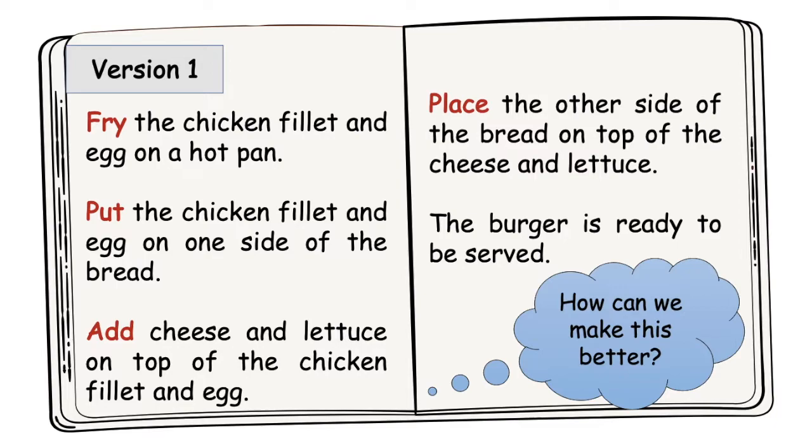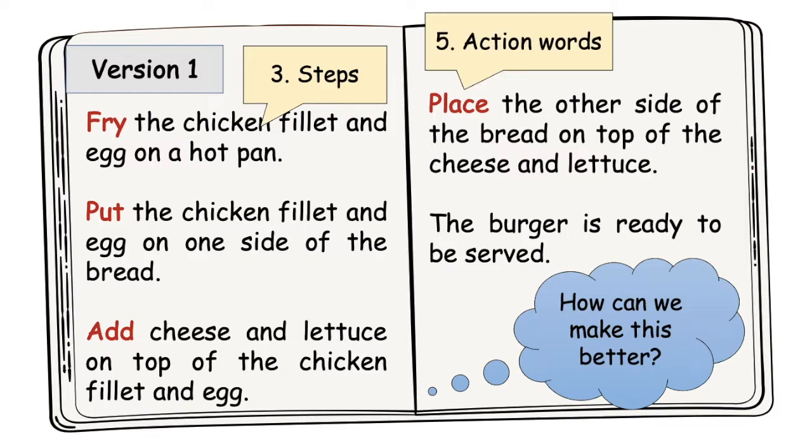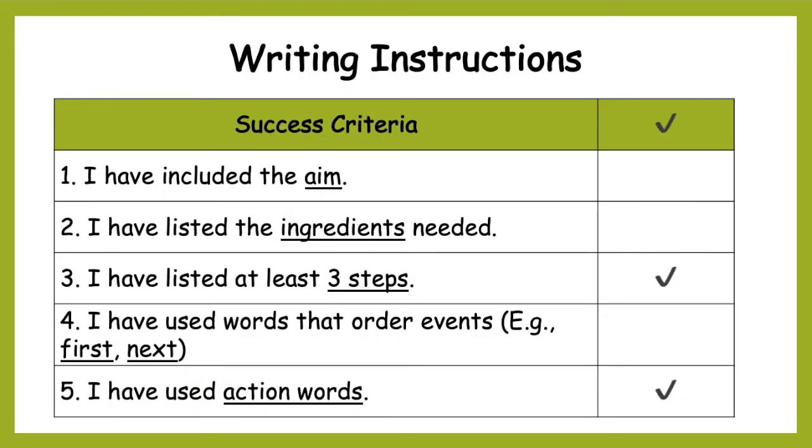So first, let's look at what this recipe did include. They did tell us the steps, and they did use action words to tell us exactly what we need to do with the ingredients. However, they did not tell us at the very beginning what we are going to make. They also did not tell us what are the ingredients that we need to prepare in order to make this dish. Finally, they could also have included sequence words to tell us more clearly the sequence in which we need to carry out the actions. So looking at the table, they forgot to include the aim, they did not list the ingredients, and they did not use the sequence words.